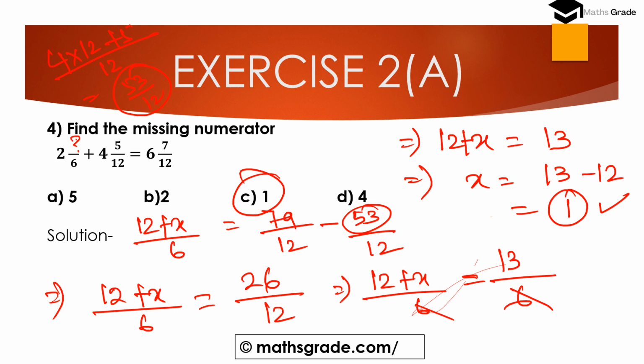फिर 26 और 12 को simplest form में convert कर दो. तो 2 multiplied with 13 is 26 and 2 6 is 12. तो 6 6 cancel हो गया. 12 plus x is 13, so x is 1. So option C is the correct option.